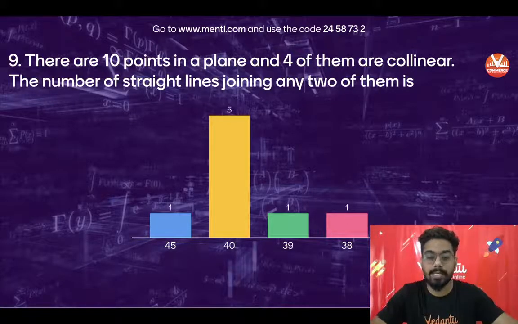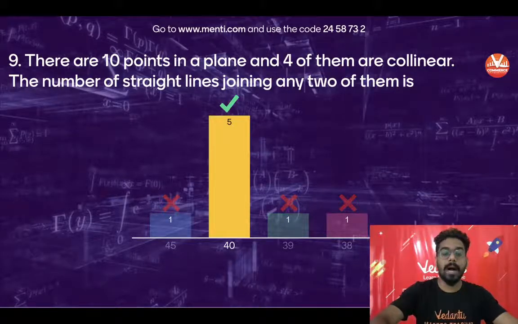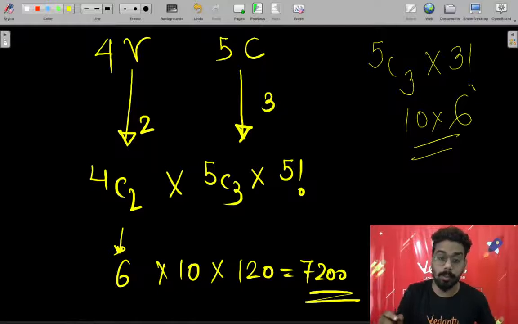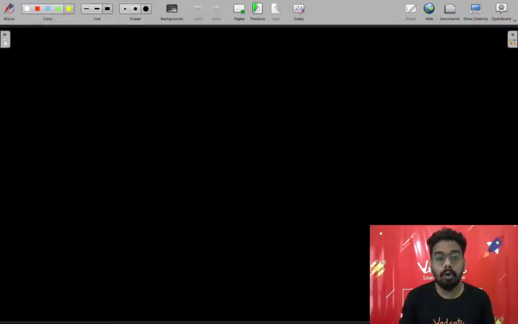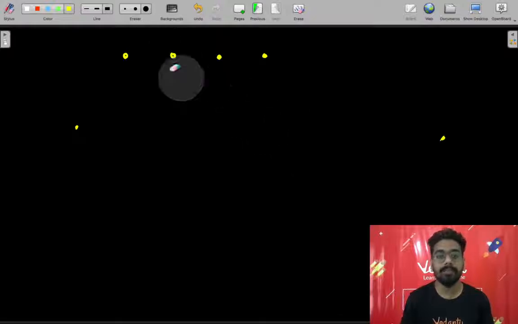So 8 people have answered and 5 of you are correct. Now listen to this question, it is a very important and very good question. 4 points are collinear, means they are on the same line, and 6 are here and there, random points. Let us make this a little different so that you will not get confused.